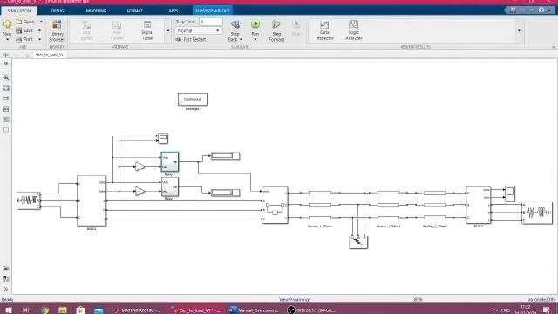Now when the model is run, we can see the trip value coming from the first relay. That is, for the forward fault, the trip value of the first relay came out to be 1. So the first relay performed correctly. And for the reverse fault, for the second relay, the trip value came out to be 0. So this second relay also performed correctly.